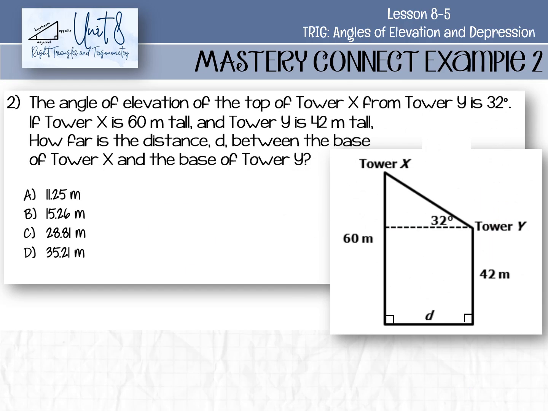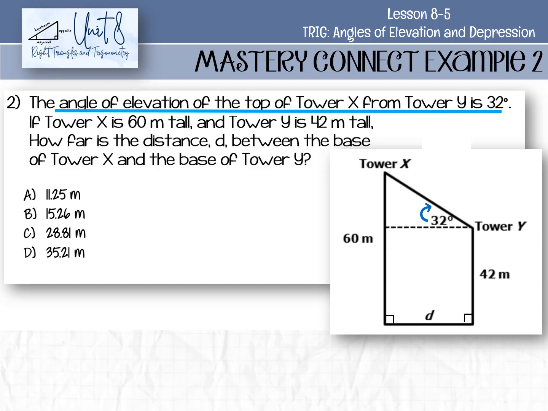Number 2, angle of elevation. Okay, so this is a more complex problem, but let's stick with it. The angle of elevation from the top of tower X from tower Y is 32 degrees. So we do have that angle marked in there, but it's worded weird. Angle of elevation, top of tower X from tower Y.